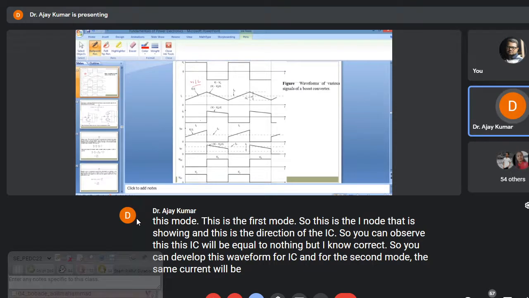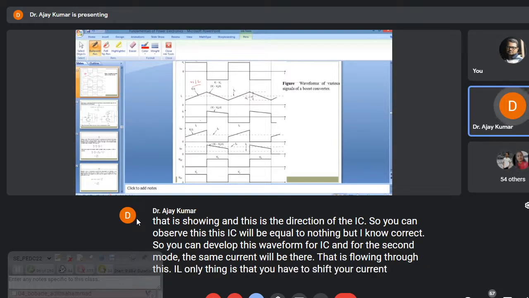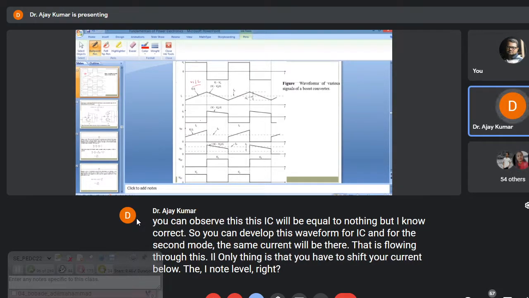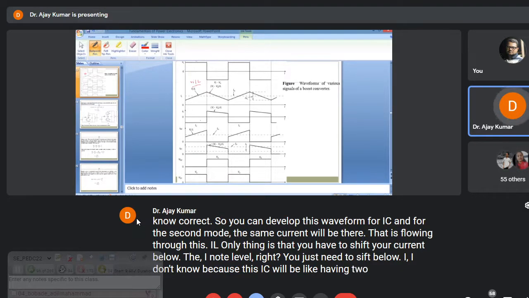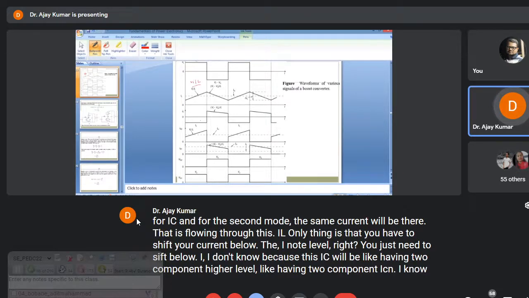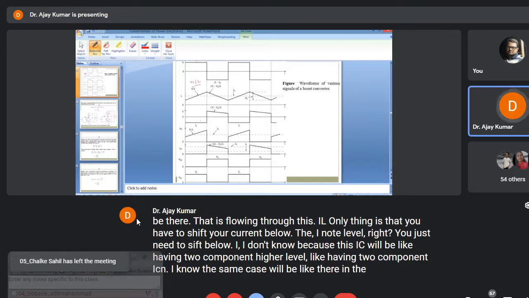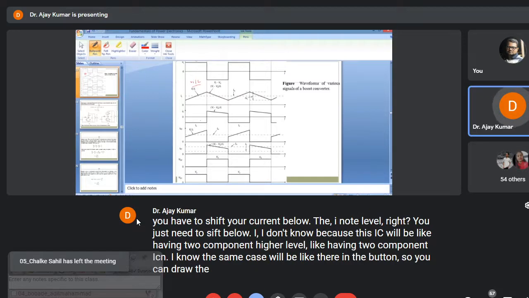The only thing is that you have to shift your current below the I naught level, because IL will have two components, IC and I naught. The same case will be there in the buck converter. So you can draw the waveform, and then you can calculate the value of the inductor and the capacitor.